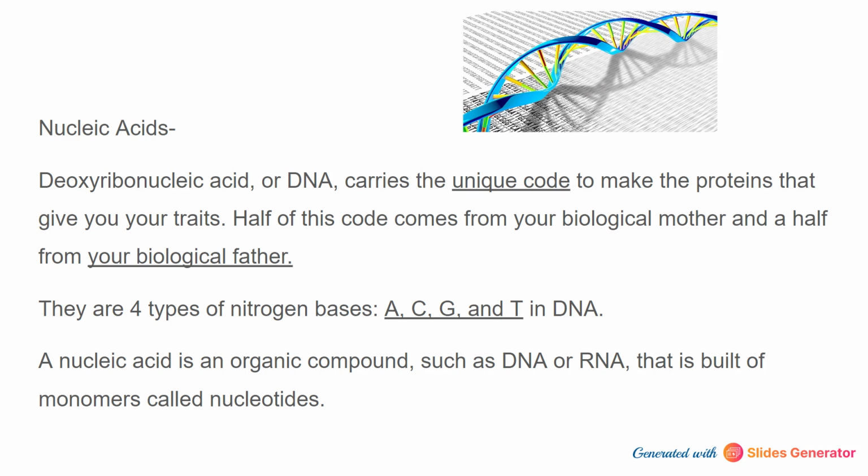Nucleic acids. DNA carries a really unique code. Everyone's DNA has something special, and that code is saying, okay, yes, this person's going to have brown hair, this person's going to have blue eyes, and this code is making proteins that's giving you your traits. Half is going to come from the mom, and half is going to come from the dad. And we have 4 types of nitrogen bases, and if you look at the image, that is a DNA spiral. And if you could see the different colors, to see where in the spiral you have a yellow mixing with a green, touching a green.